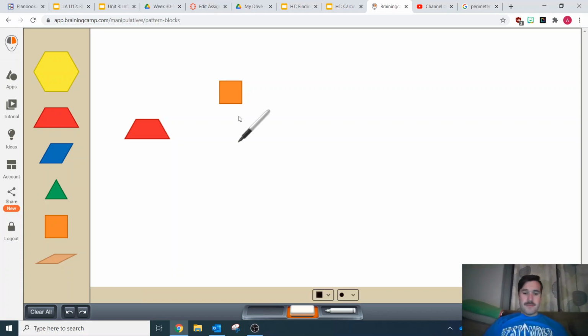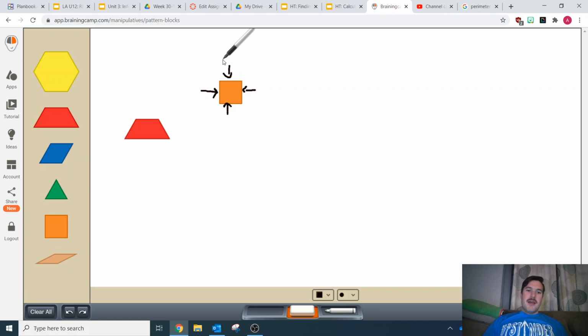So finding perimeter is relatively simple in its process because you just need to find the length of each side. So find the length of this side, find the length of this side, find the length of this side, and find the length of this side. And then you add them all together.